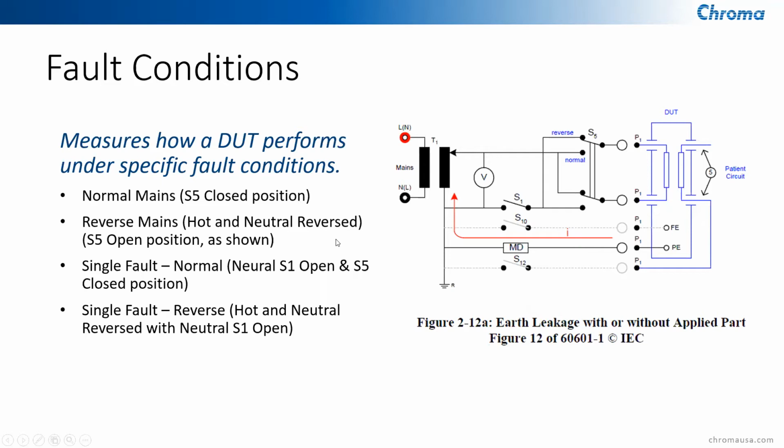The next fault condition is reverse mains, which would be where hot and neutral are reversed, and then ground would be open. So definitely have a lot going on with that fault condition. The next one is single fault normal, where the neutral would be open, but the ground is closed. And then single fault reverse, where hot and neutral would be reversed, but neutral would also be open. So here's a list of the certain fault conditions that you would have to test under for leakage current testing.